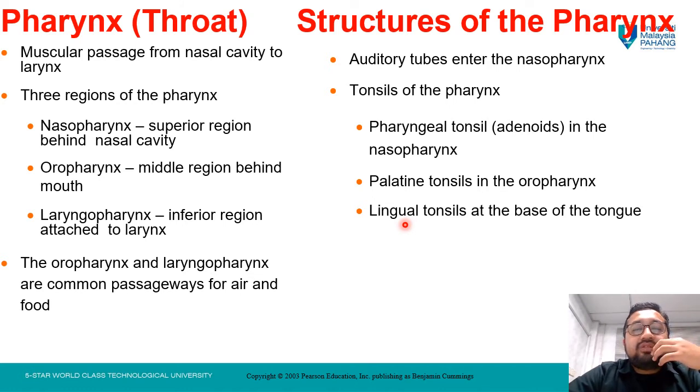Okay, so tonsil ni macam saya cakap, it acts as a defense line mechanism, okay, to counteract any infection.